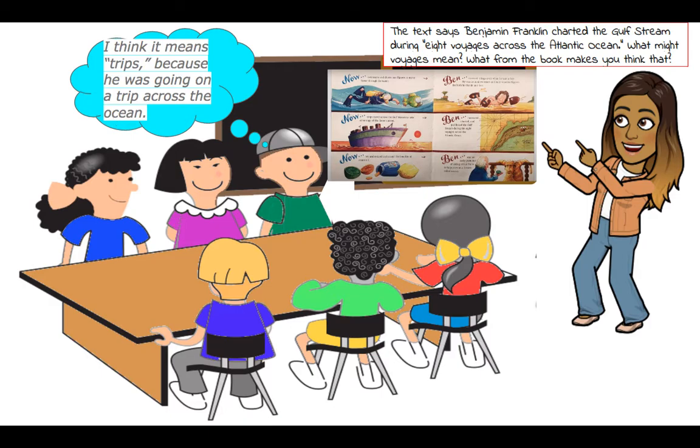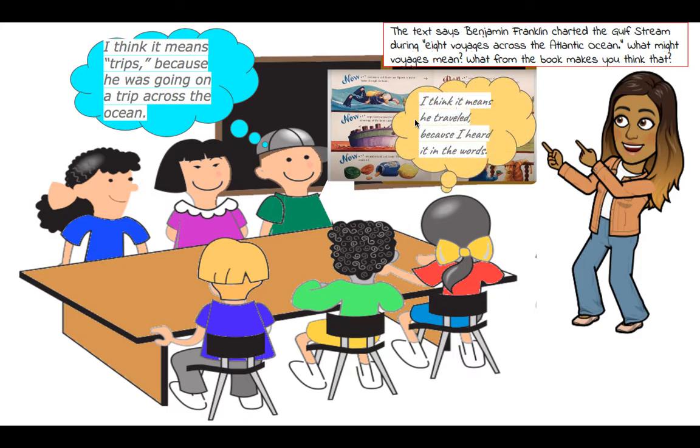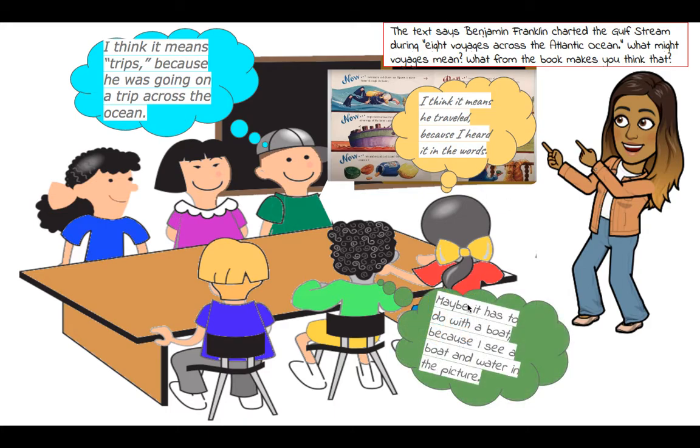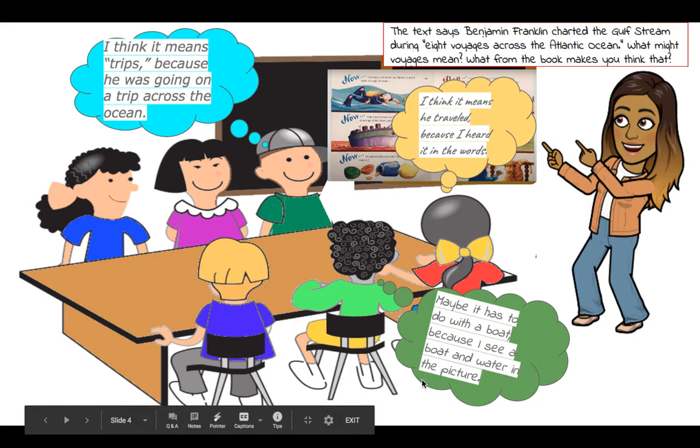story. So sometimes, even though we don't understand words in the paragraph or sentence, looking at the pictures and listening to the other words helps you figure out what that word means. I think it means he traveled because I heard it in the words. So you see the picture of a boat moving and you hear it in the words that he was traveling. So voyages means to travel. Maybe it has to do with a boat because I see a boat and water in the picture.